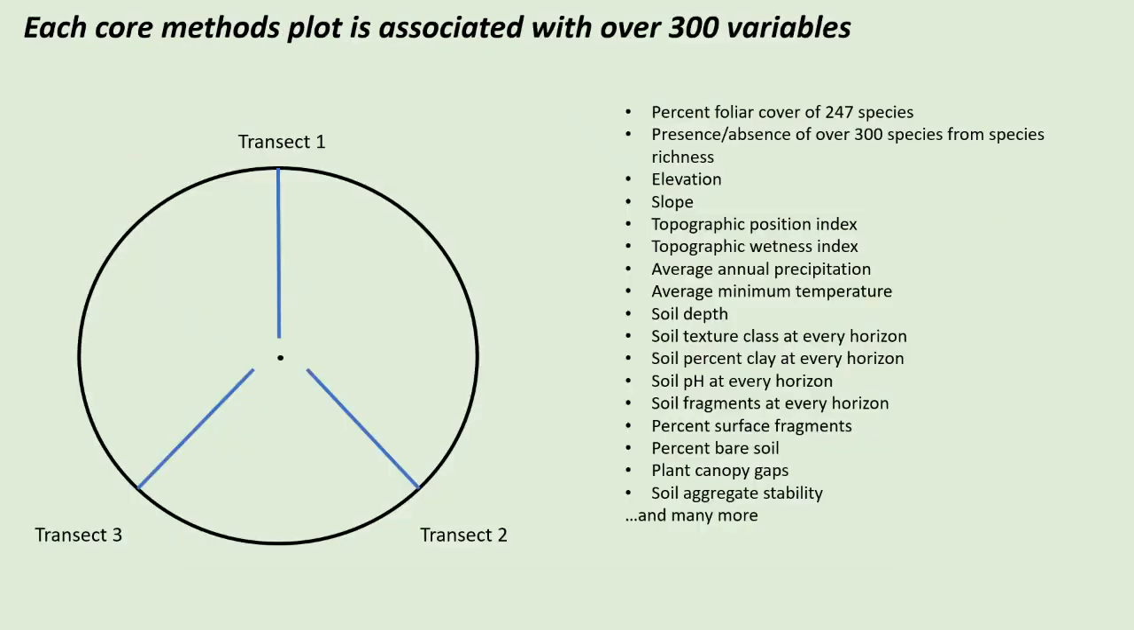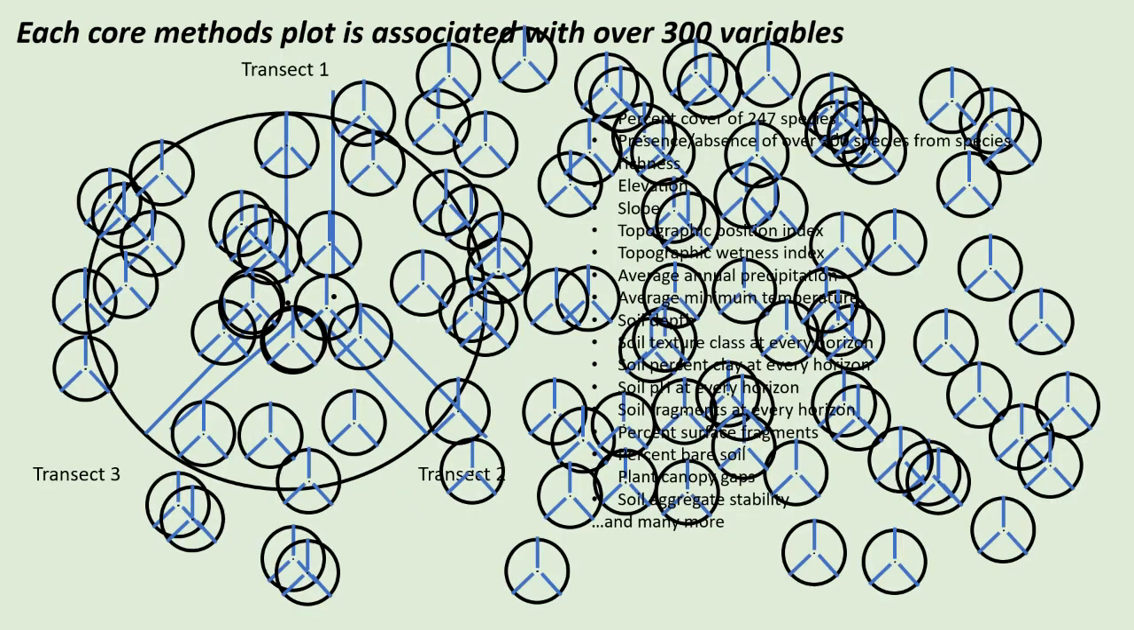Of course, each monitoring plot is much more complicated and associated with over 300 potential variables. There's a lot of these plots. So it becomes really important to figure out how to reduce the complexity and noise of this data set to reveal the relationships and patterns that will inform ecological site development.